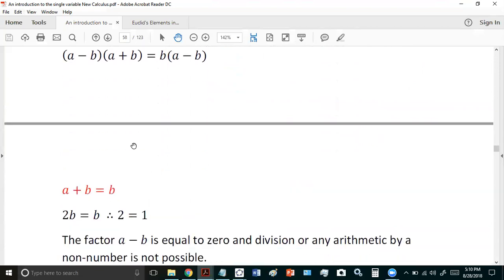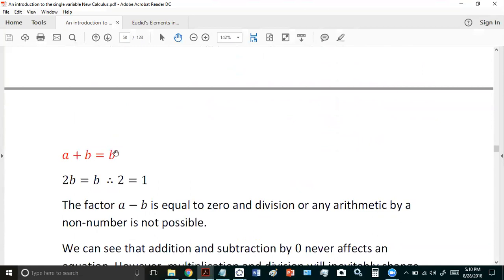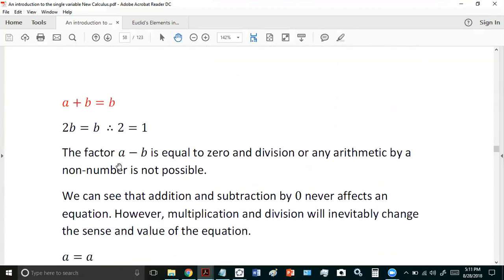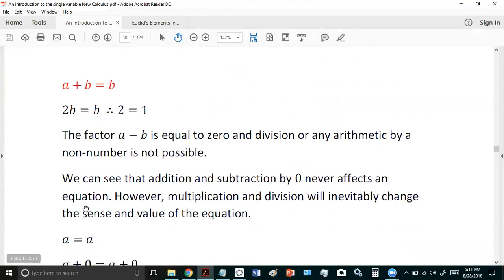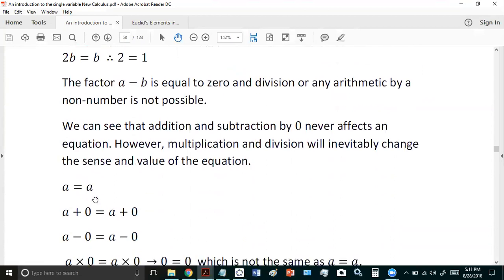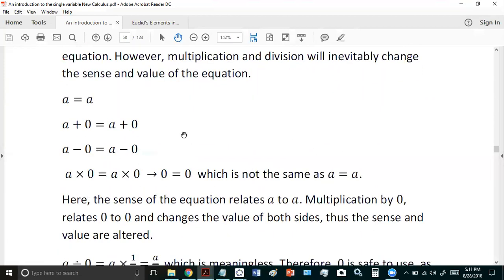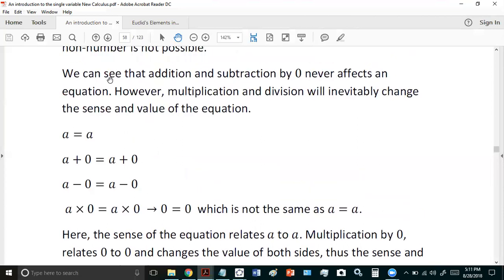There is no such thing as a zero magnitude, and so we have a problem when we try to do this using only algebra, as a minus b is equal to 0, and so the division is not possible. And all this is in the free ebook, which you can read. Now, we can see that addition and subtraction by zero never affects an equation, right?